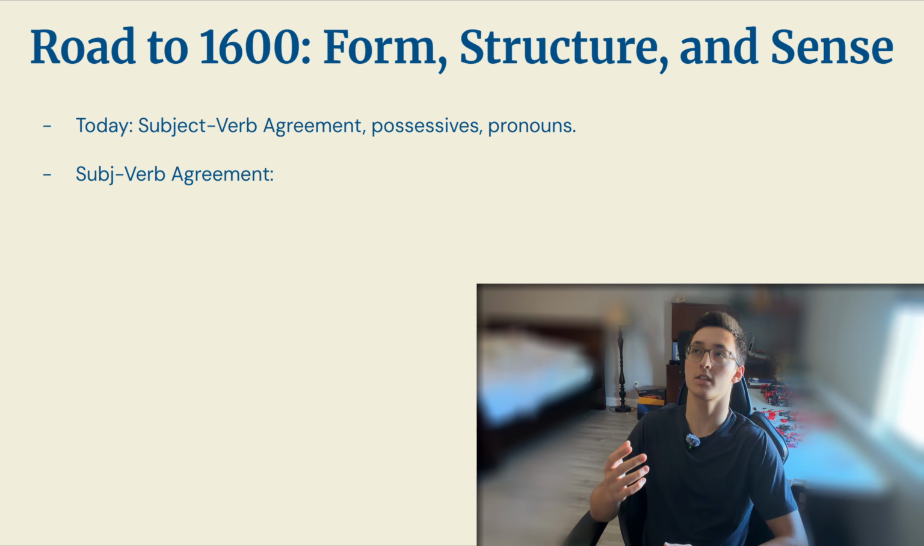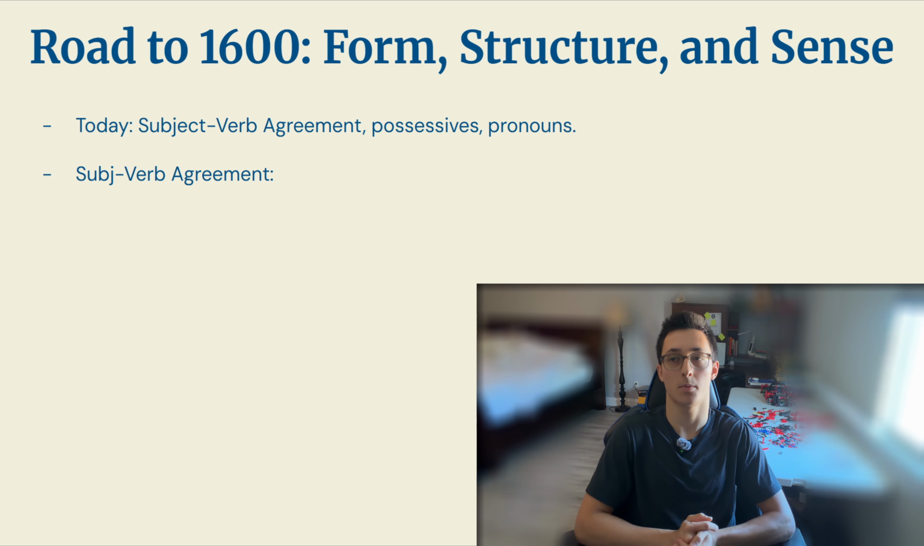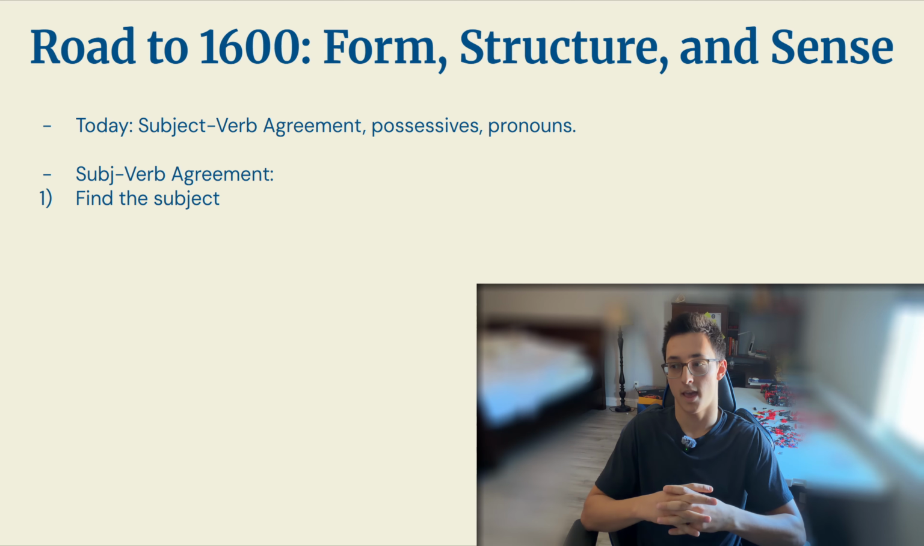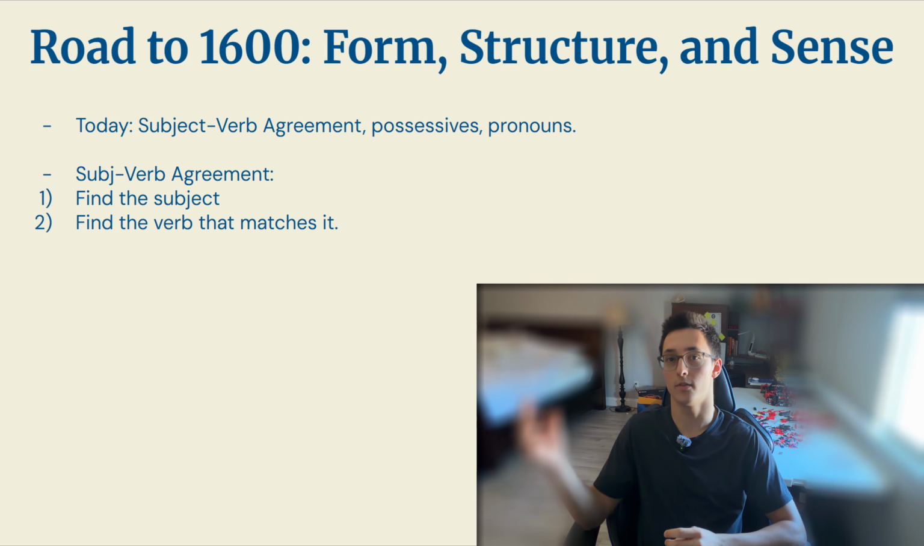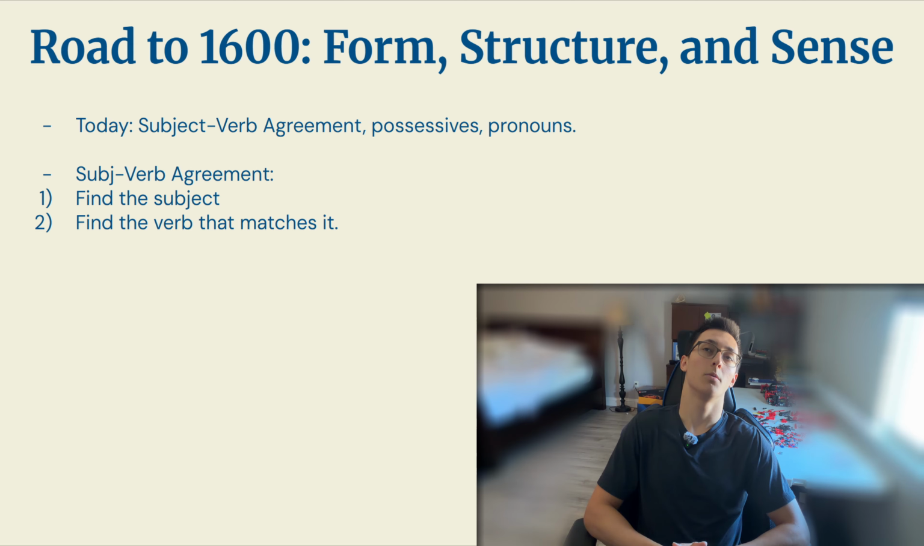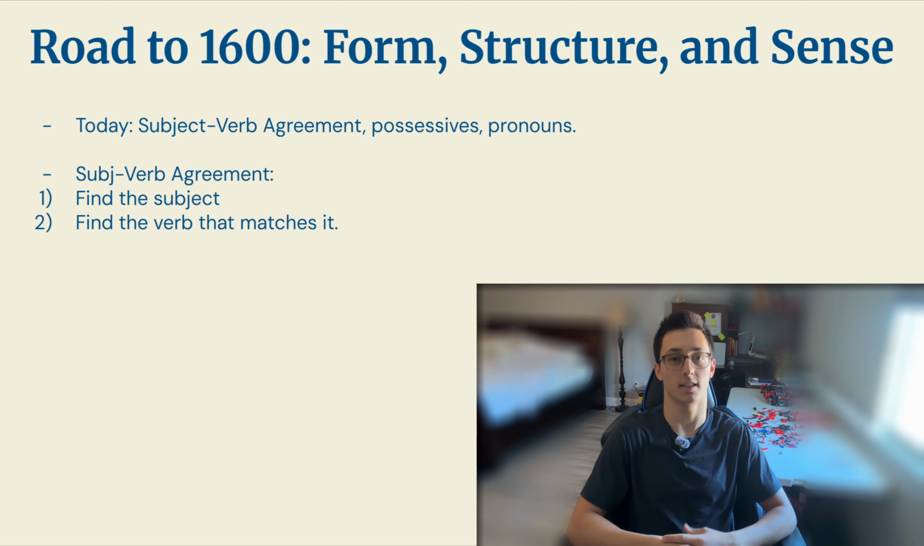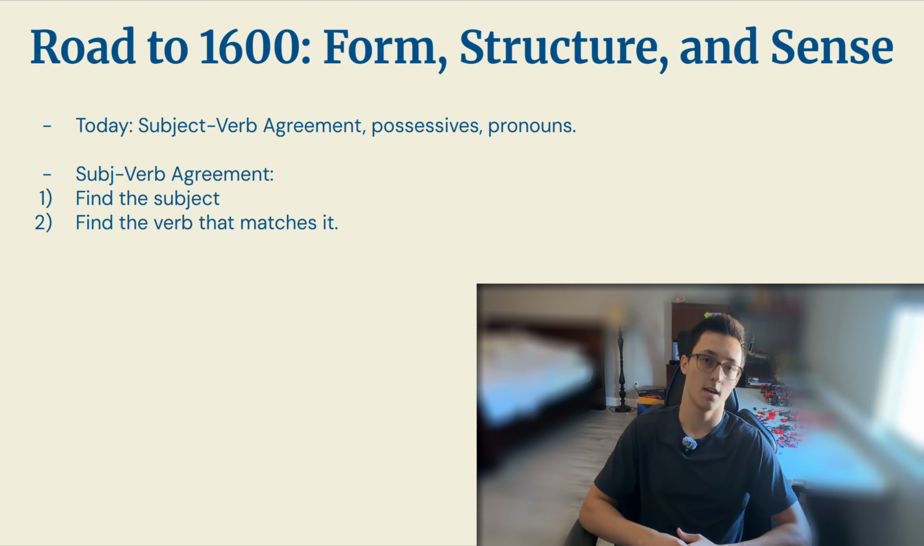And so the first thing you want to do with subject verb agreement is find the subject. I know it sounds crazy. And then the second thing is find the verb that matches it. Well, I know what you're saying, Freddie. Obviously, you find the subject and you find the verb that agrees with it. But how do you do that? Well, guess what? Ball knowledge.